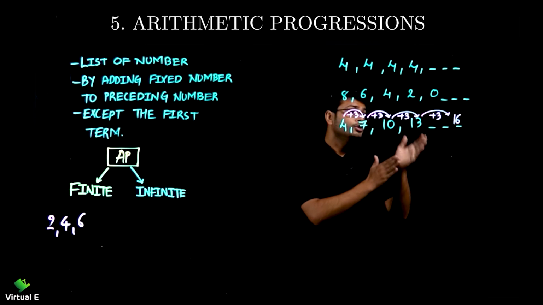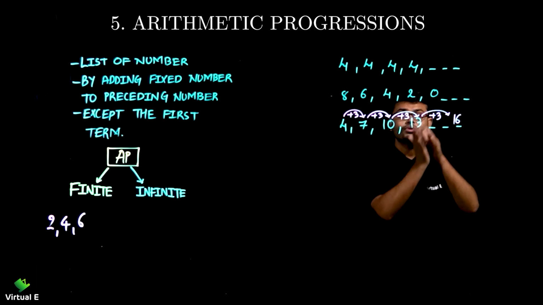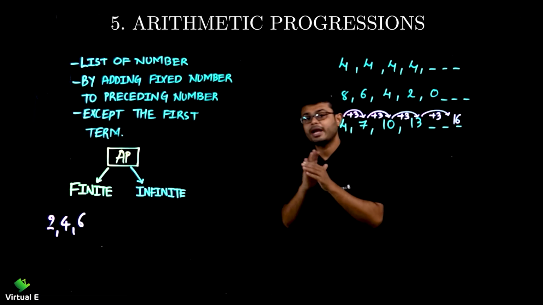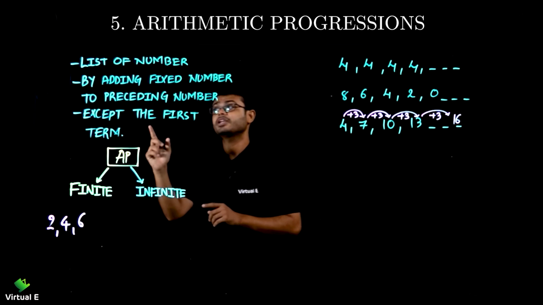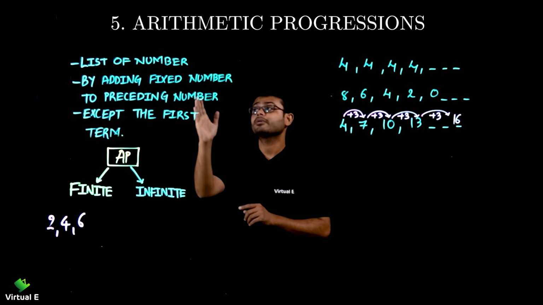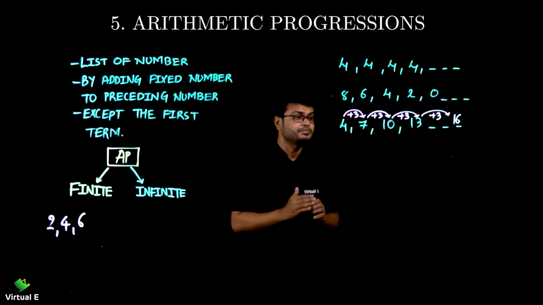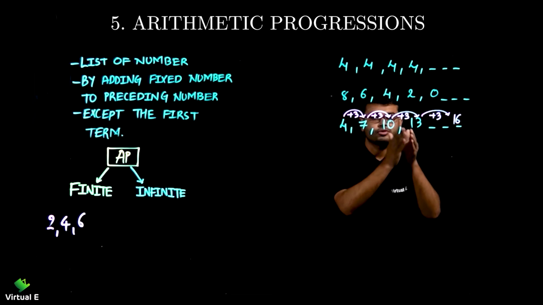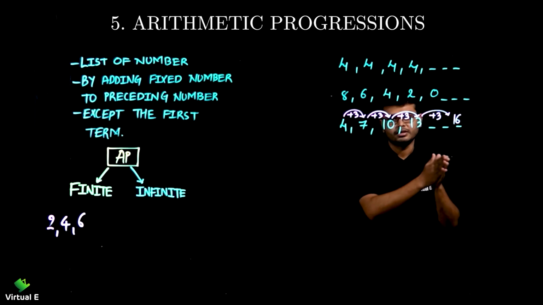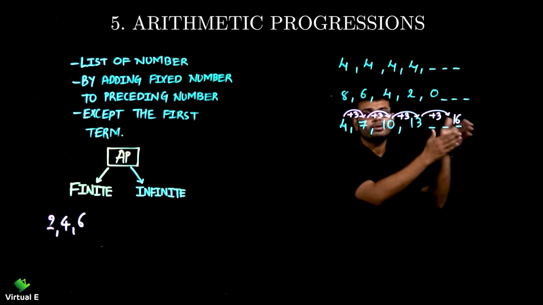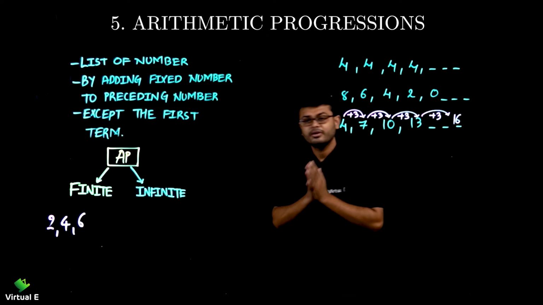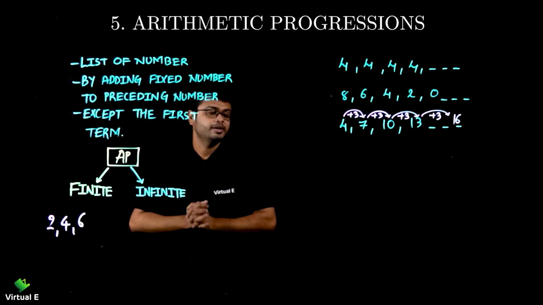But remember, you need to add to the previous term to get the next term. You cannot add randomly to any term. That's the definition. To obtain a new number, you need to add a fixed number to the preceding number. Right? You need to add something into the previous number to get the new number. You cannot add into here and get the new one. You will get the same one. So this is the idea behind the AP.